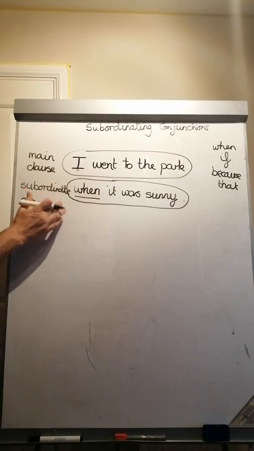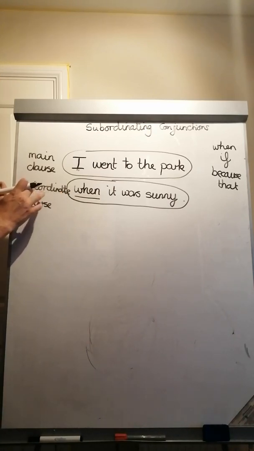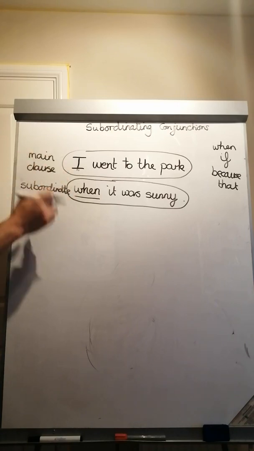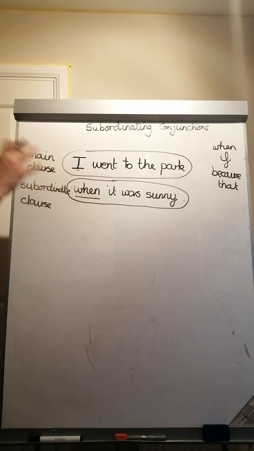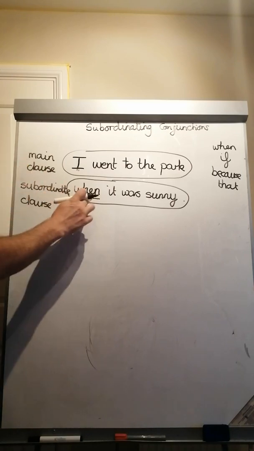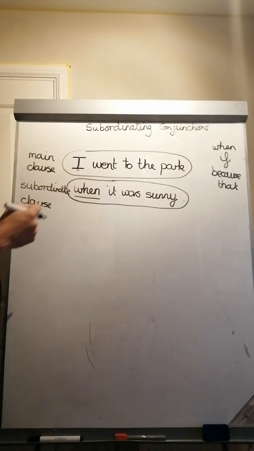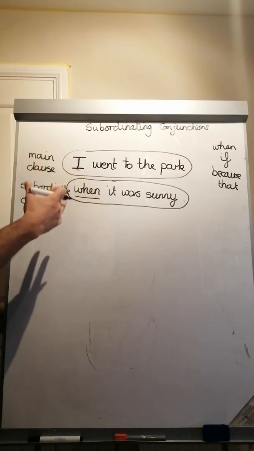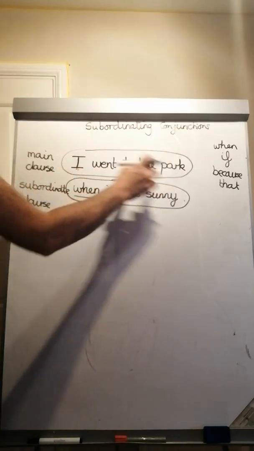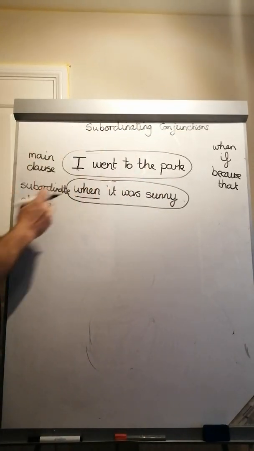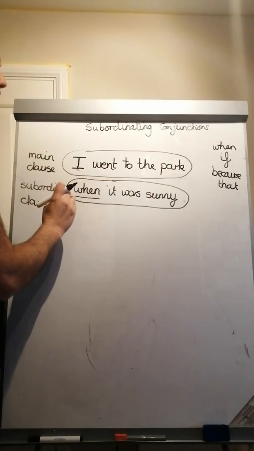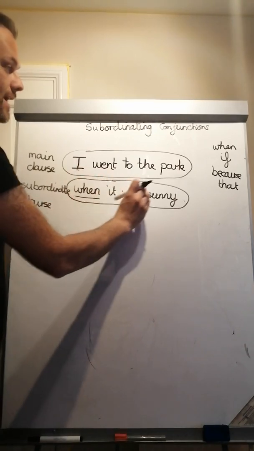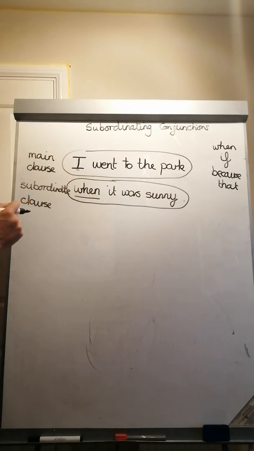Okay, subordinate means it's the lesser part of the sentence, which means it shouldn't, sometimes it does, but it doesn't always make sense by itself. So if I was to say, when it was sunny, that doesn't make sense by itself. I need it to make sense. So I need to add it to the main part of the sentence. I went to the park. When did I go? When it was sunny.